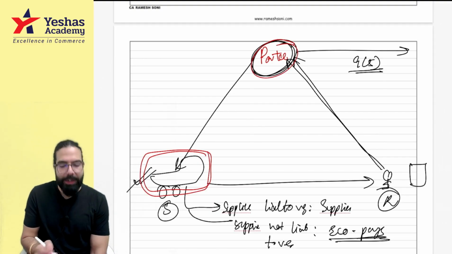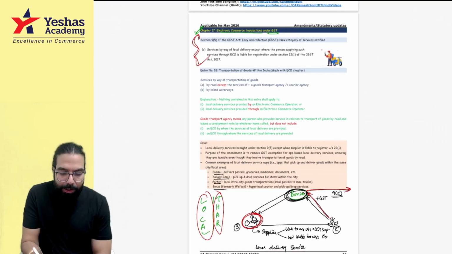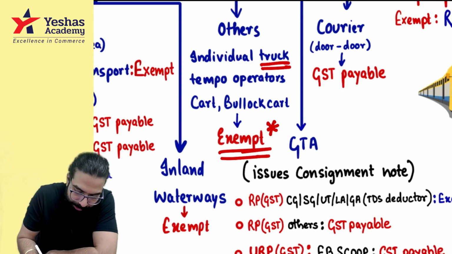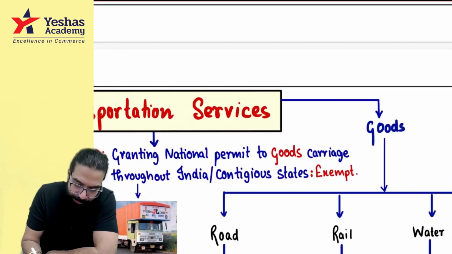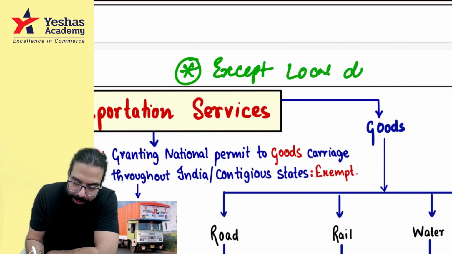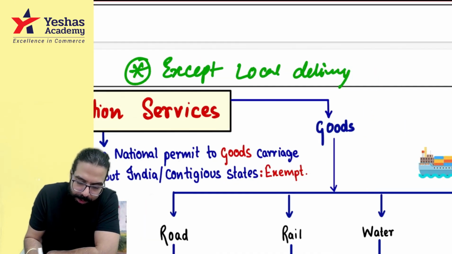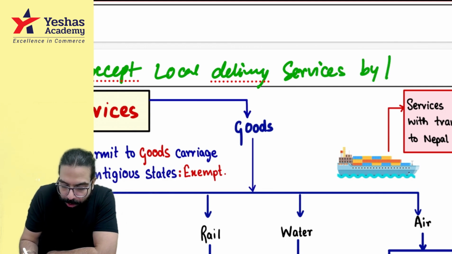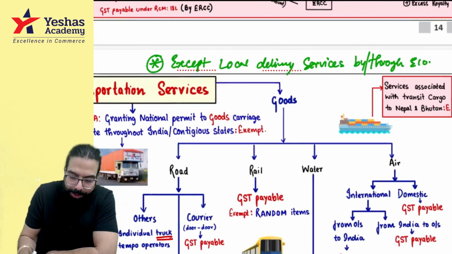But then the government went ahead and told, if any local transportation is there by truck, it is exempt. But remember one thing, this exemption, they told, except local delivery services by or through e-commerce. Remember, listen.